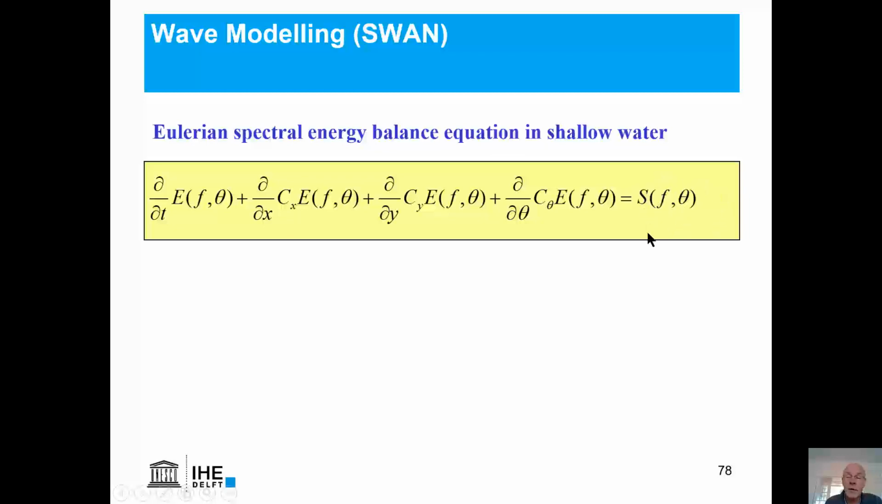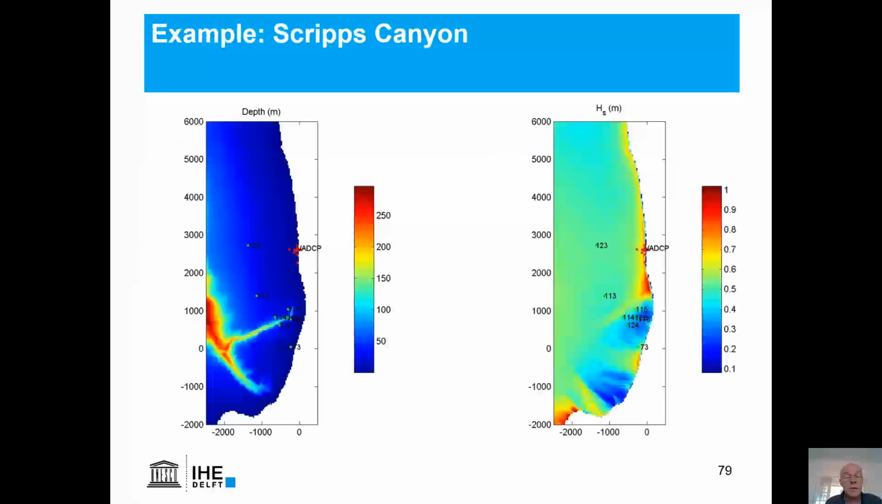The S terms, in larger scale models, are the wind growth and nonlinear interactions. But for us in the coastal area, the most important thing is the sink term because of wave dissipation due to breaking and to bottom friction. So again: advection, refraction, and sources.